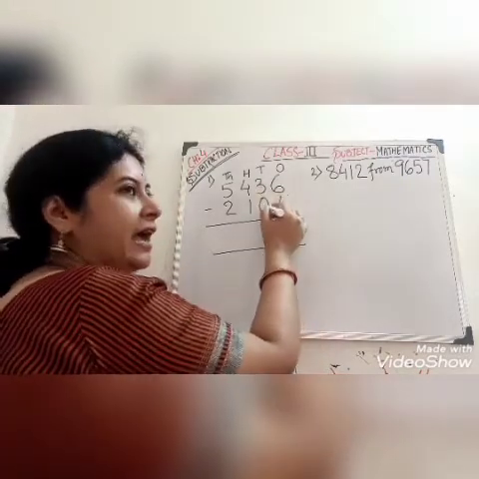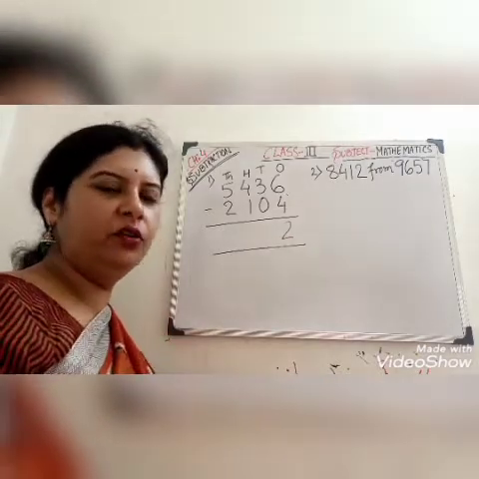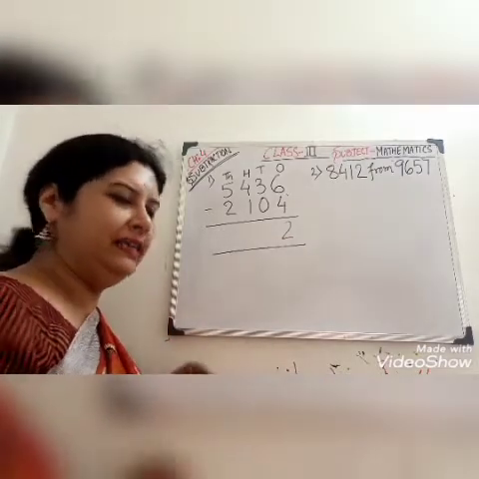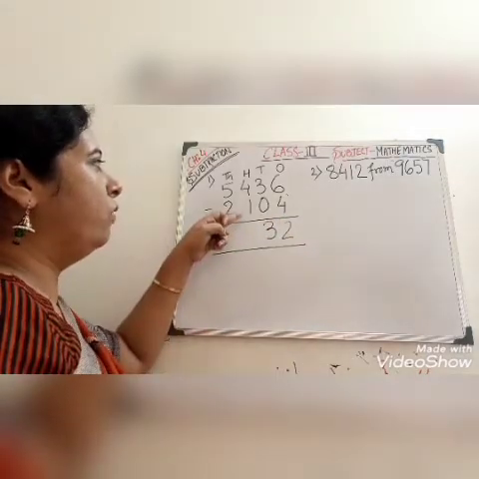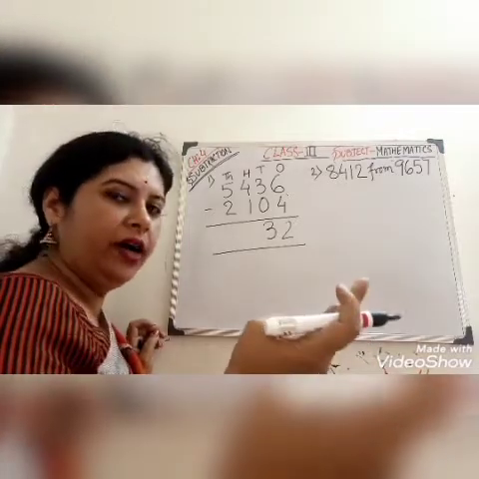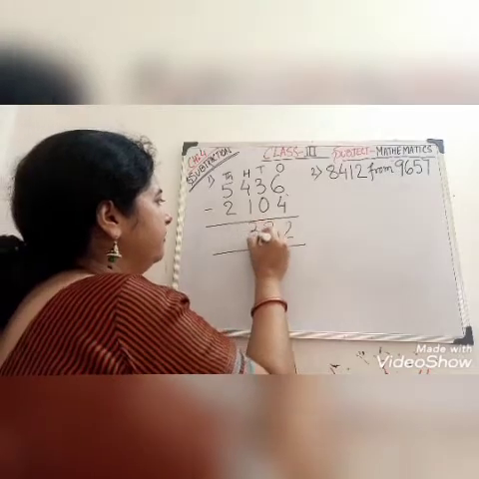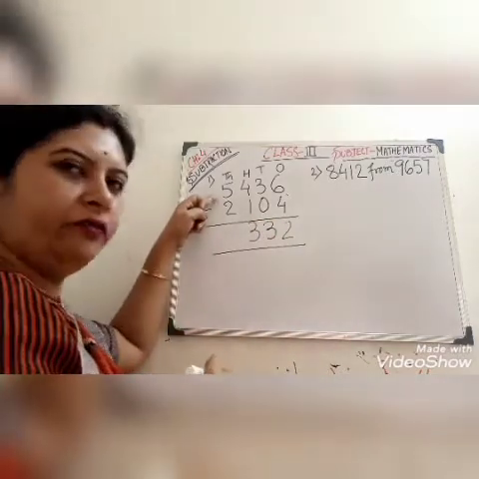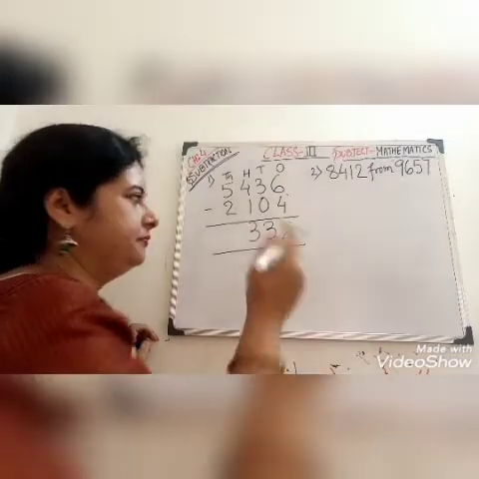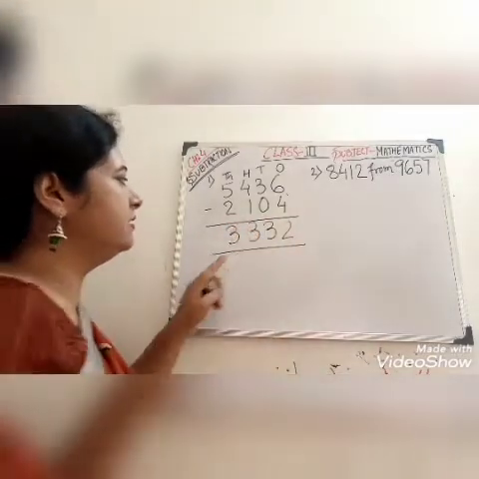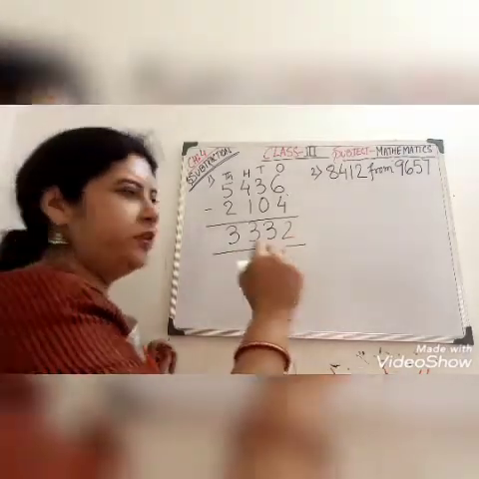Next, 3 and 0. Whenever we subtract 0 from any number, we will get the number itself. So our answer is 3. Next, 1 from 4. 1, 2, 3, 4. So our answer is 3. Next, 2 from 5. After 2, 3, 4, 5. So our answer is 3332. Come to next question.